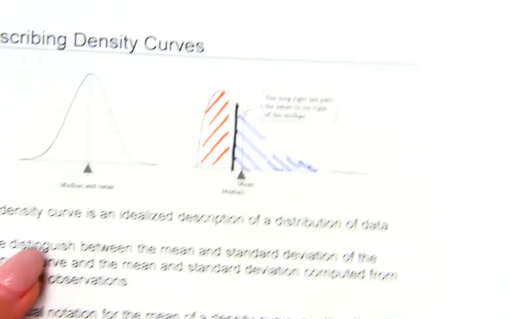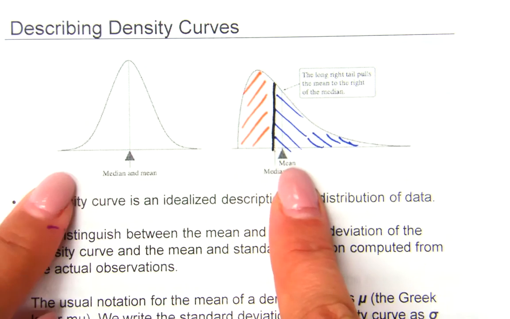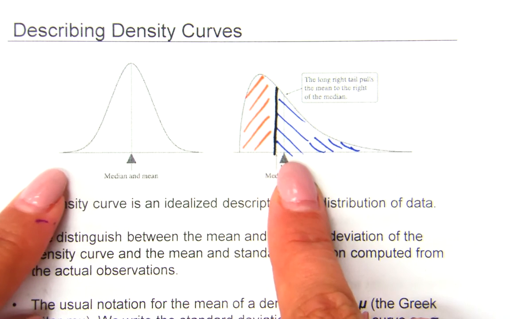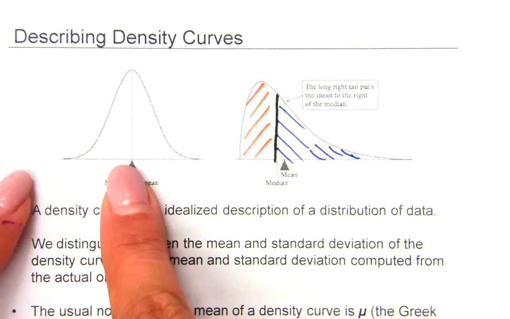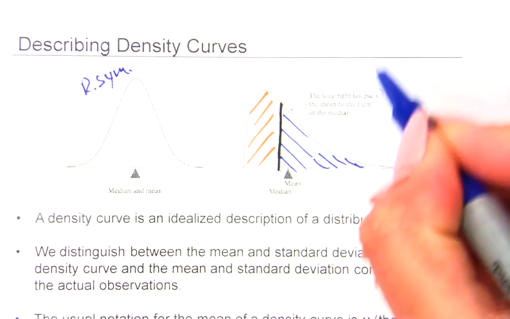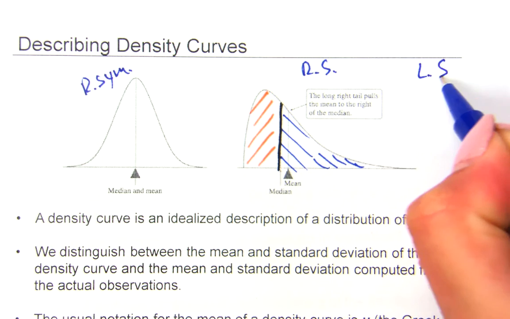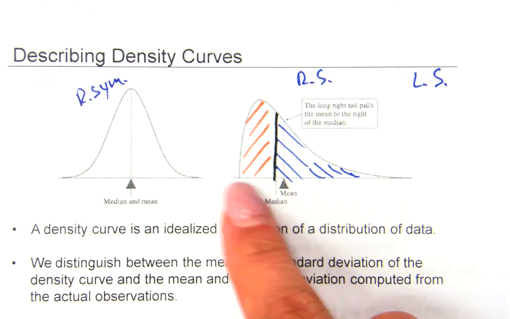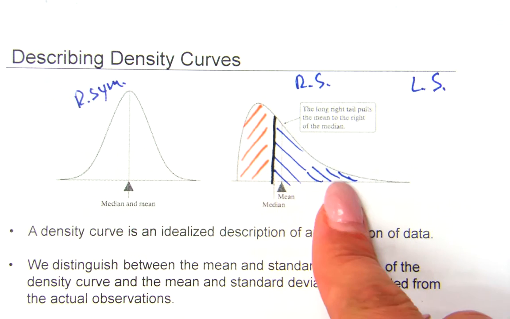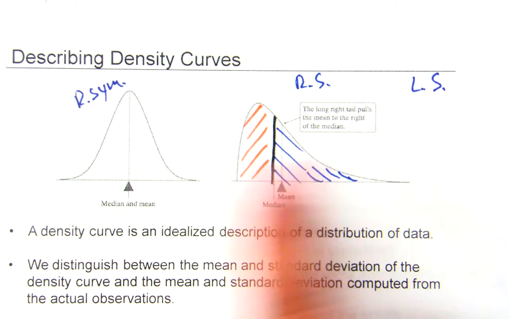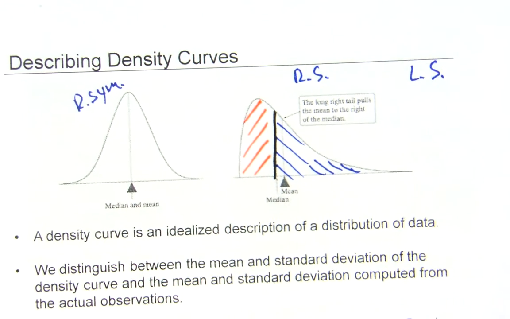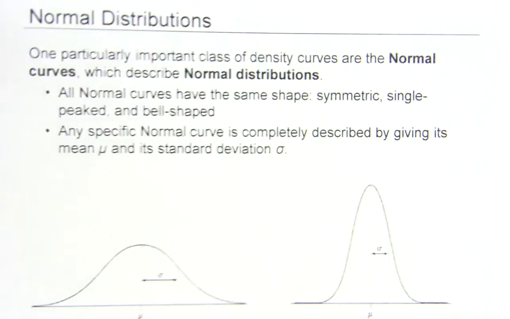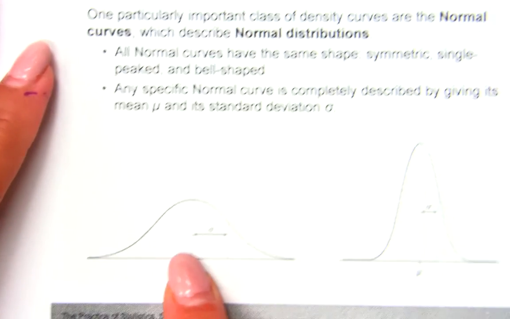Normal distributions. Okay. Now, the reason we talk about density curves and then normal distributions is because with density curves, you can have roughly symmetric, right skewed, or left skewed. You can have all three of them, and you can still talk about the mean and the median and things like that in a smooth curve. But what we're really going to get into is the normal distribution. So we want to talk more about the ones that are roughly symmetric.